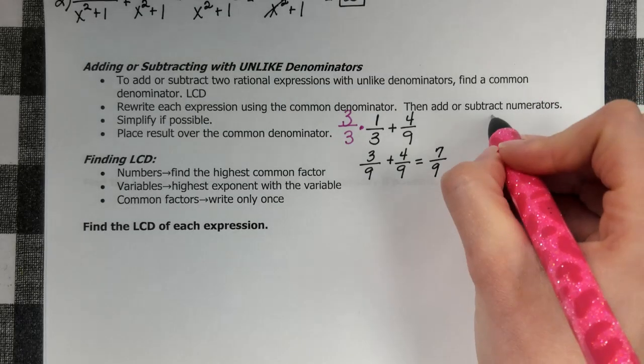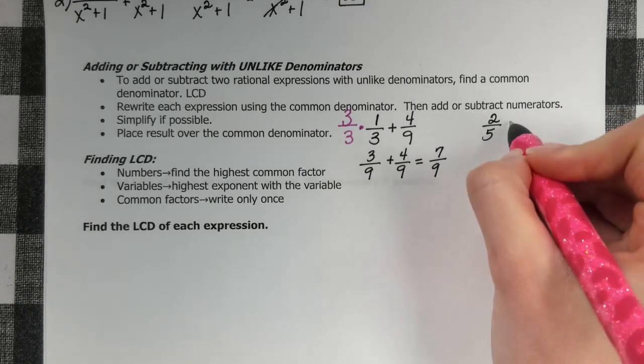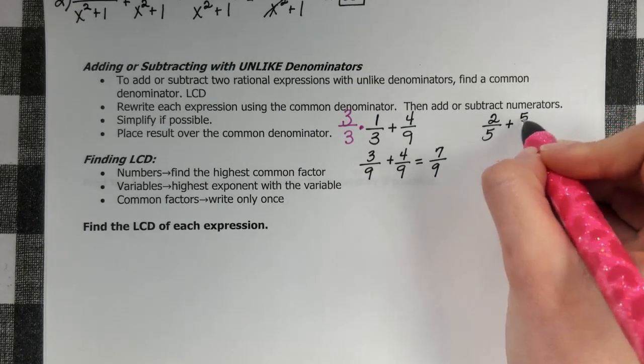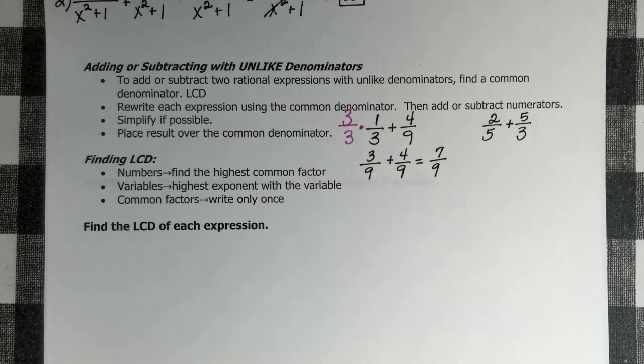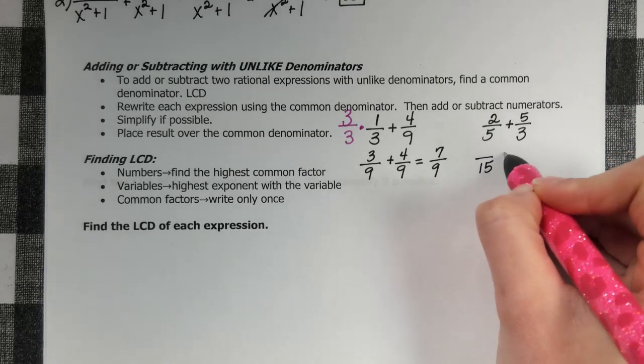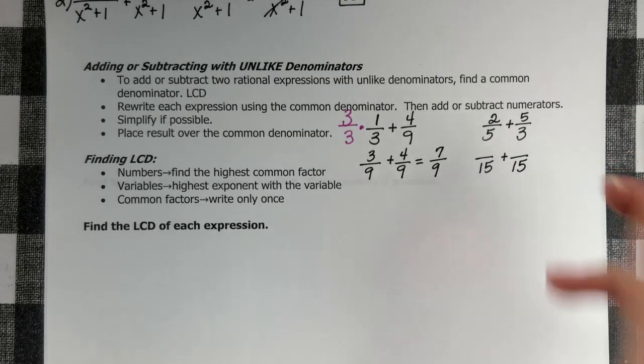But then there are other times where, say, I have 2/5 plus 5/3. I can't do anything with 5 and 3. So if I need a common denominator between 5 and 3, what could I make it? 15. If I know that they need to become a denominator of 15, then what am I going to have to do?